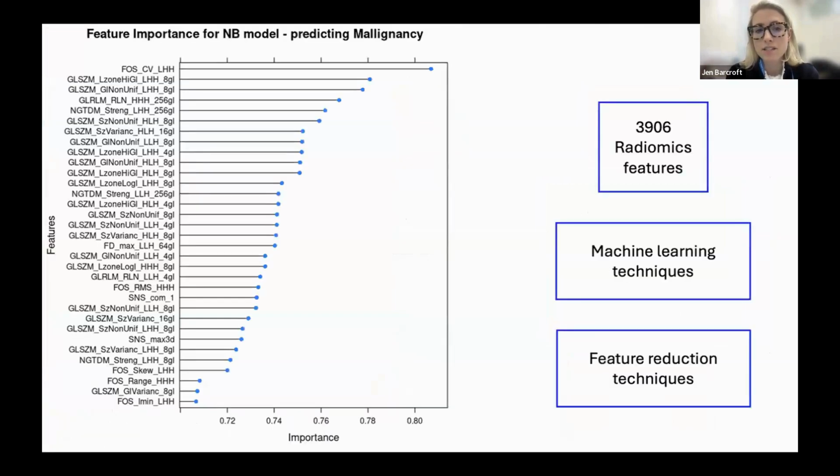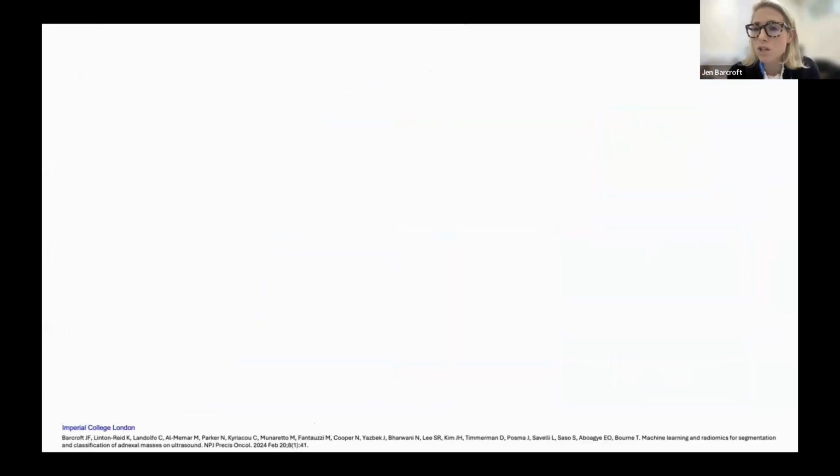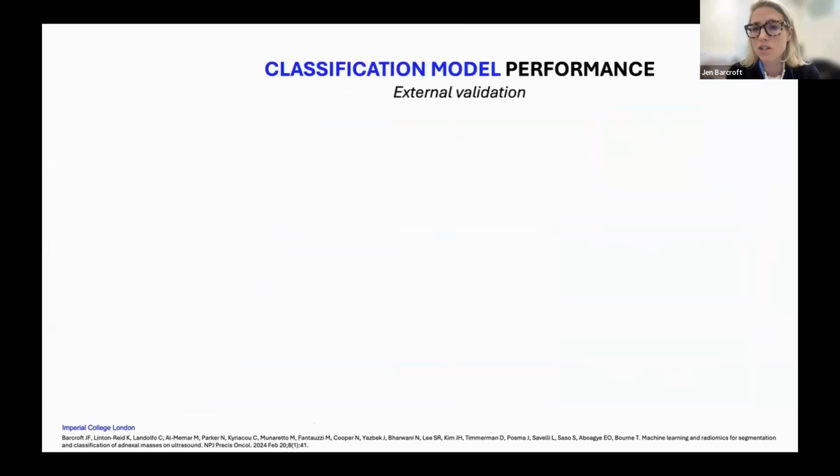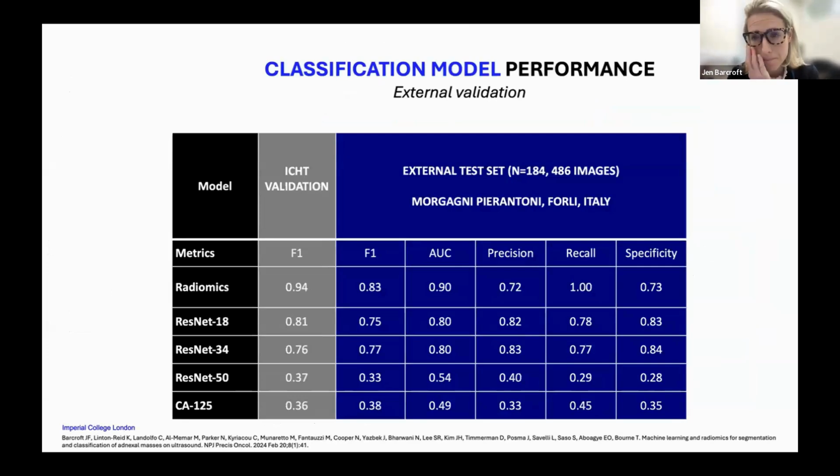So this just highlights some of the features that are really driving malignant diagnosis within the radiomics cohort. And you can see here that there is a tendency towards features with non-uniformity in the title, i.e. heterogeneity, and that was the overall pattern that we identified within the features associated with malignancy. That is what you'd expect when thinking about a clinical evaluation of a mass: a malignant mass doesn't look regular, it looks heterogeneous, rather than a benign mass that tends to look homogeneous and regular.